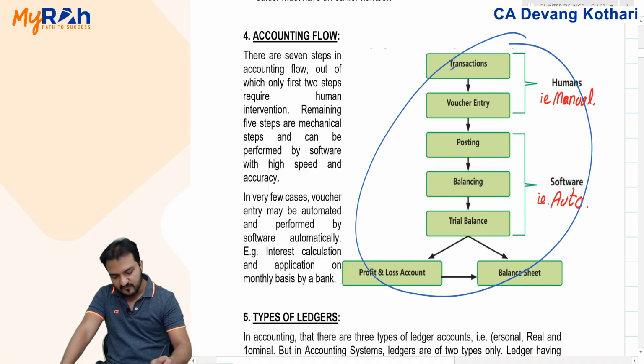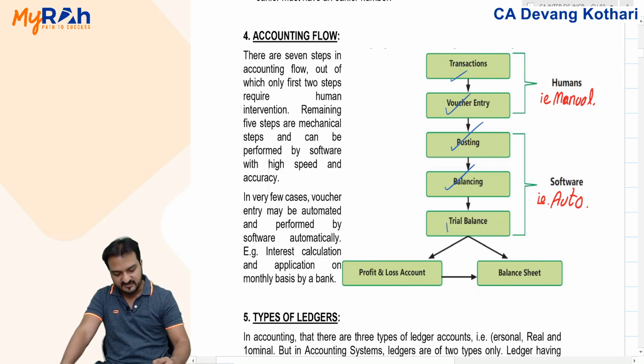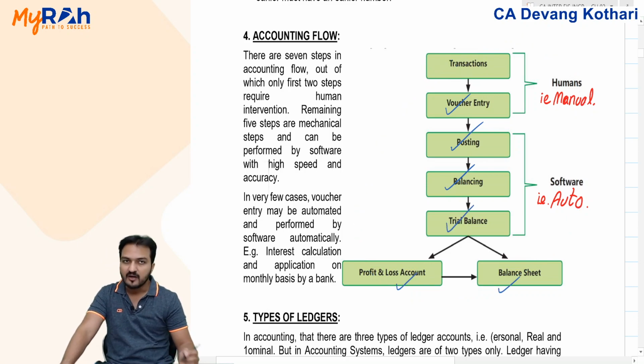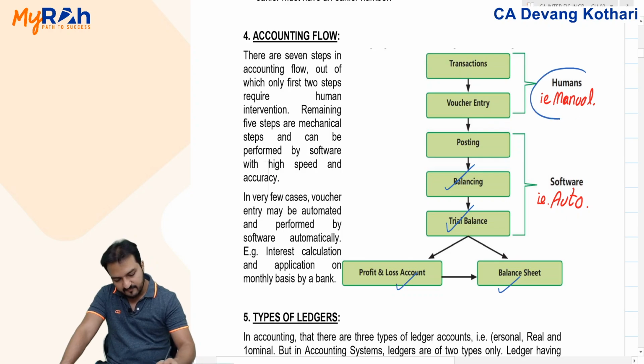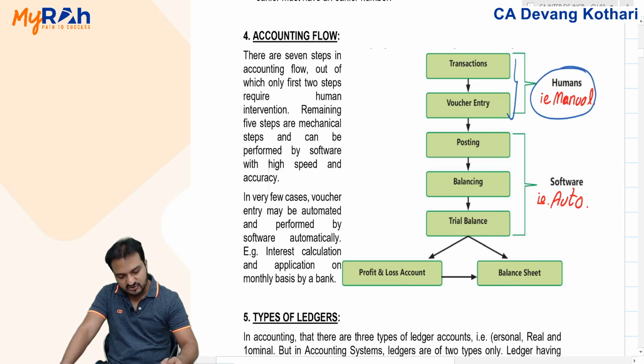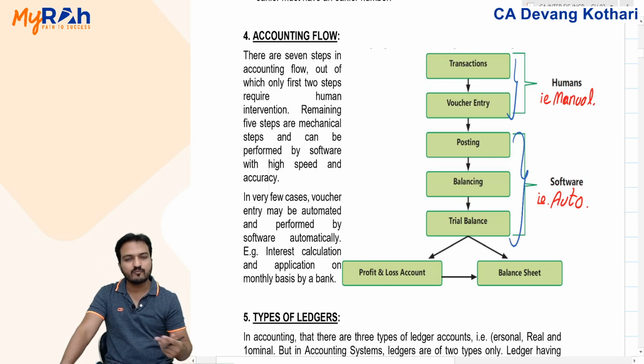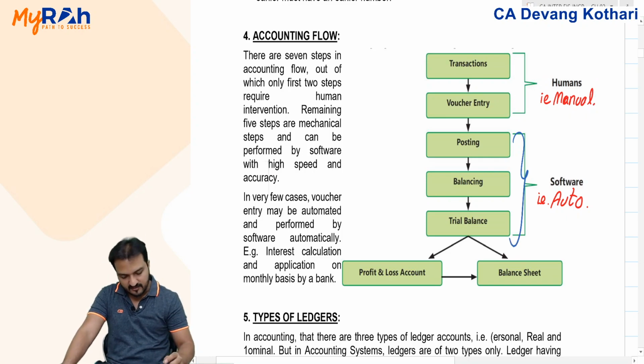Transaction entry, first you do the transaction, then voucher entry, ledger posting, balancing, trial balance, P&L and balance sheet. Out of these things, only transaction and voucher entry you have to do manually. The rest of these things are done automatically by the software.